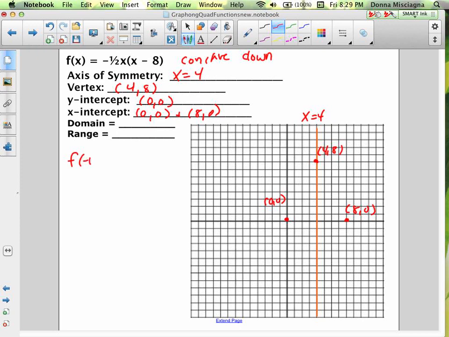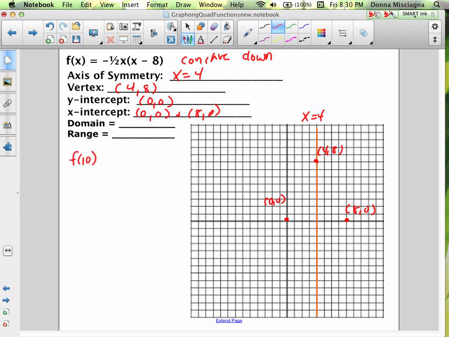All right, so f of negative 1 equals negative 1/2 times negative 1 times negative 1 minus 8. So that would be, I should have chosen probably negative 2, because I'm going to end up with an odd number here, and so then we have to take half of an odd number, and we're going to have to figure out a halfway point. So instead of using negative 1, I'm going to use negative 2. Actually, I'm going to use 10.